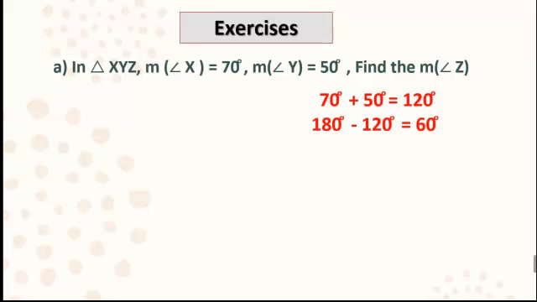So we're going to add first the two angles I have, 70 and 50. 70 plus 50 equals 120. The second step is 180 minus. First step plus, second step 180 minus. 180 minus the number we get in the first step, which is 120, equals 60 degrees. So the measure of angle Z equals 60 degrees.